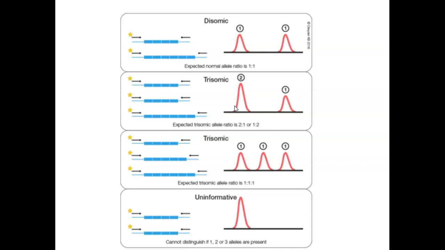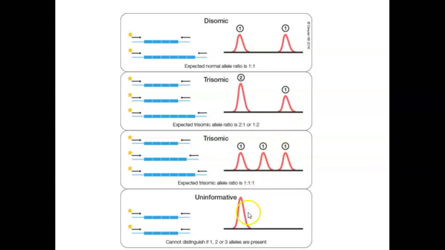And so we see another version here, which would be trisomy as well. And we can see because we have three allele peaks here. So this would be somebody who would have three copies of the same allele, where this would be somebody who would have two copies of one allele and one copy of the other allele.